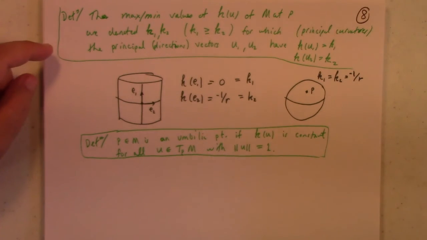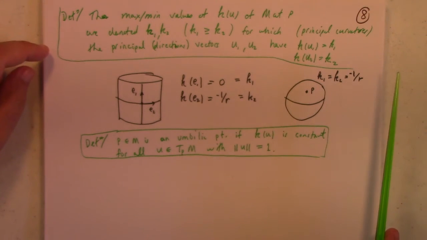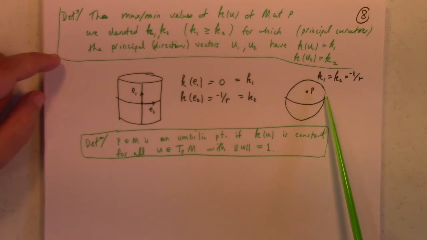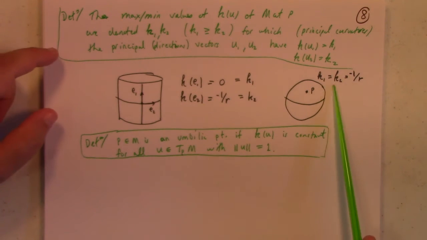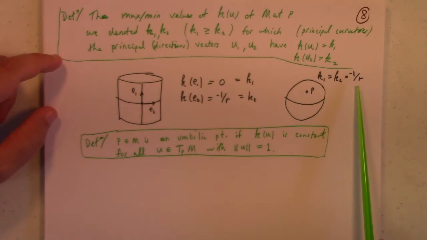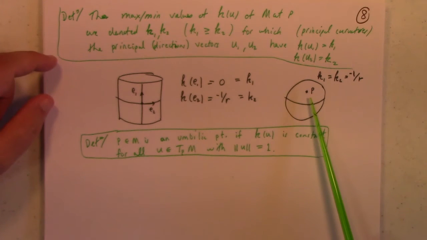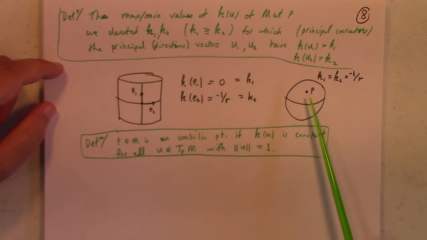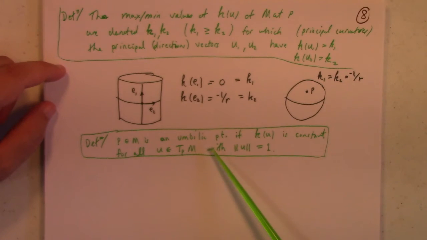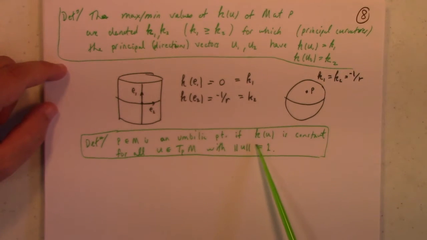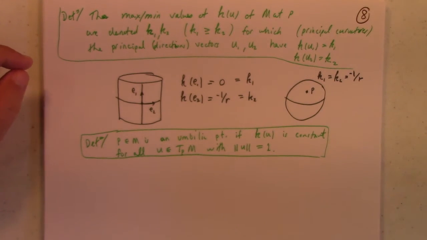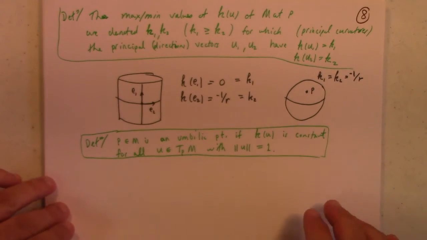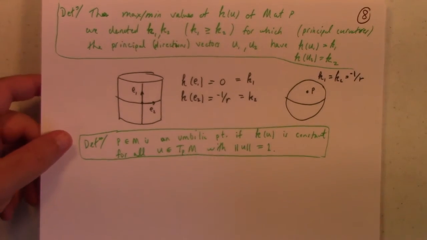All right, so principal directions, principal curvatures. The sphere is very special because the minimum and maximum value for the normal curvature is the same. In fact, every direction is principal. Such a case is called an umbilic point. In an umbilic point, the normal curvature is constant for all unit vectors at the point. So this brings us to the deeper discussion I promised you of the linear algebra of the shape operator. So let's get to that.